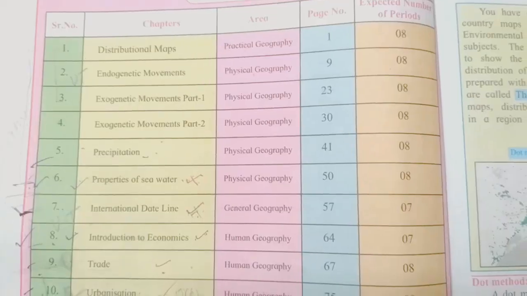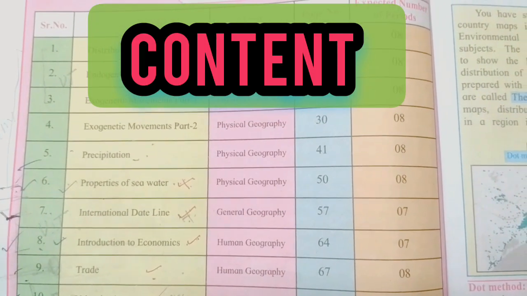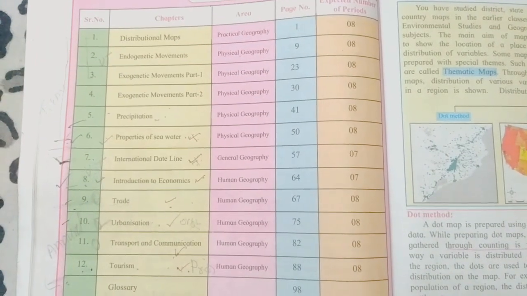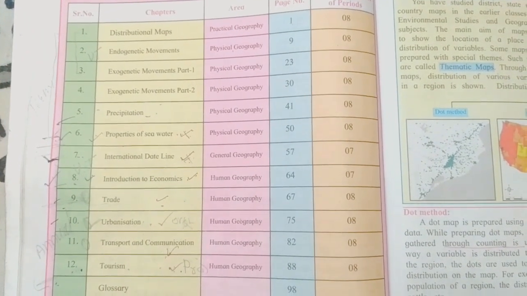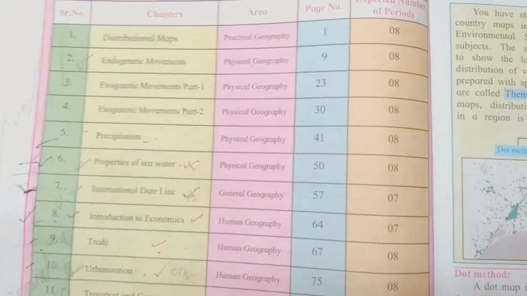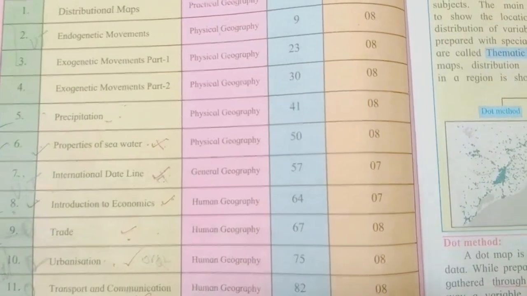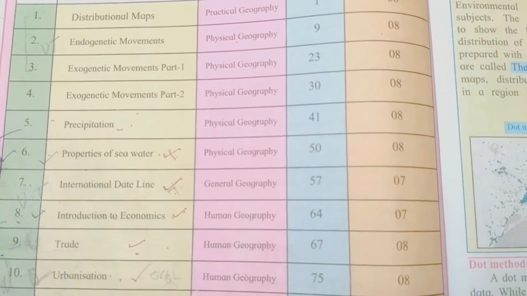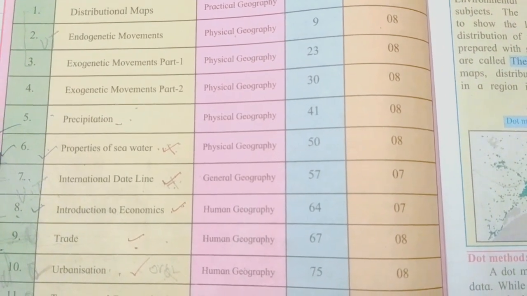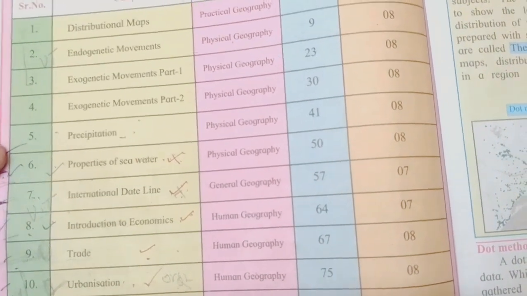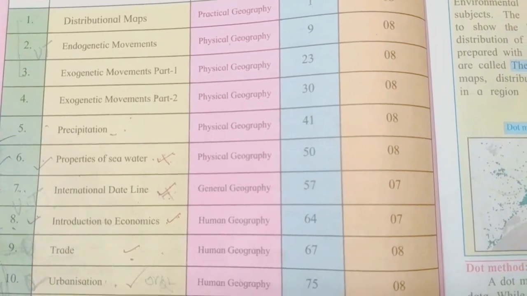Now, let us see the content page. In all, we have to study 12 lessons. So we see the first lesson, distributional map, which is of practical geography. Then we have from second to sixth, that is endogenic movement, exogenic movement, and precipitation, properties of sea. All these five lessons are of physical geography.